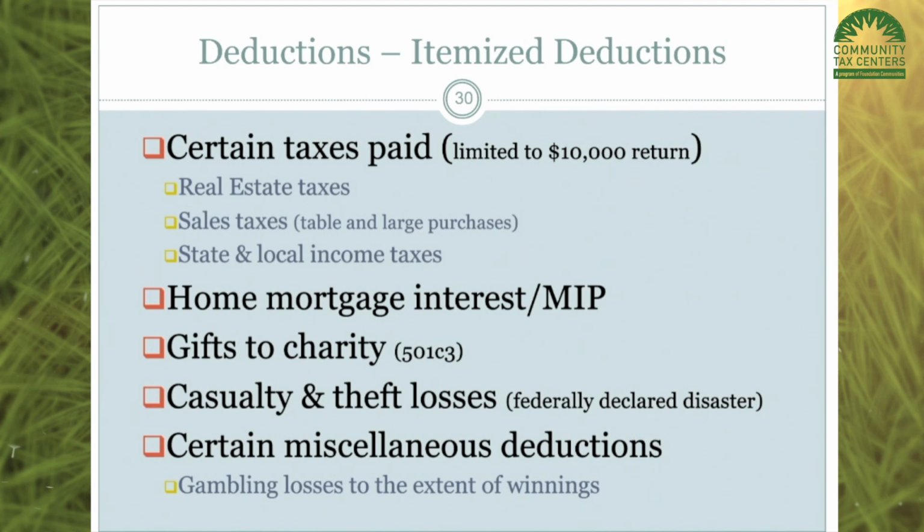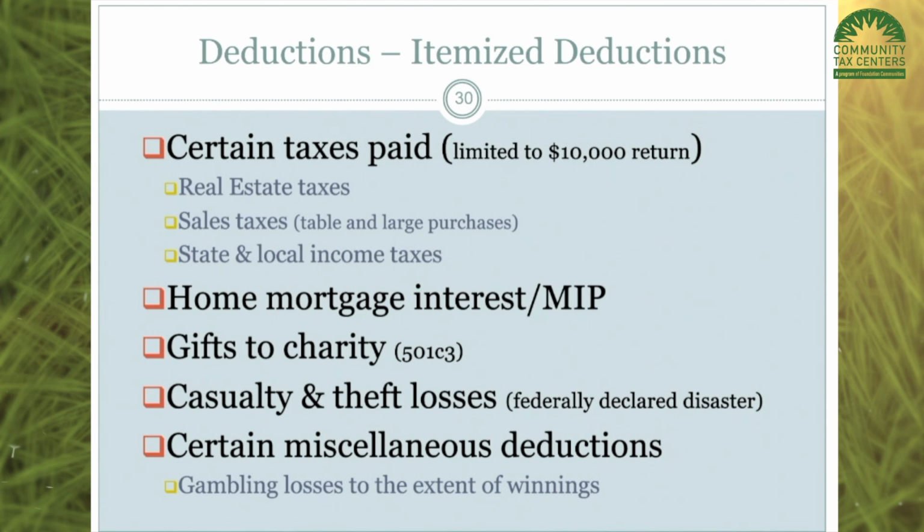Then we have state and local income tax, but that's not for Texas. We don't have state and local income tax. So for a Texas resident, we would be looking at our real estate taxes for a homeowner and then the sales tax. So that's where I first lead when someone says they want to itemize. Are you a homeowner? Typically, if they're not a homeowner, they won't be itemizing.